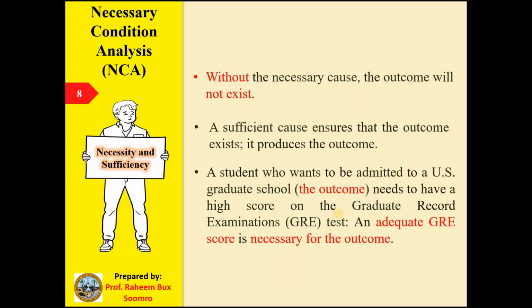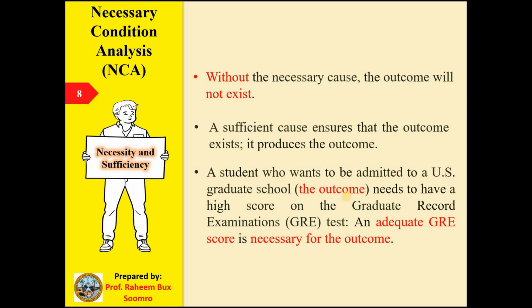Without necessary cause, the outcome will not exist. Again, it's clear. A sufficient cause ensures that the outcome exists. It produces the outcome. Now, an example: a student who wants to be admitted to a US graduate school. That is the outcome. Now, what do you want to achieve? The admission in the US graduate school.